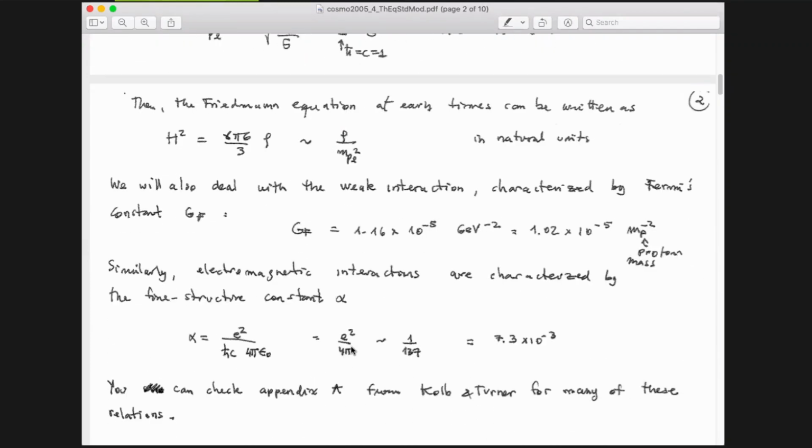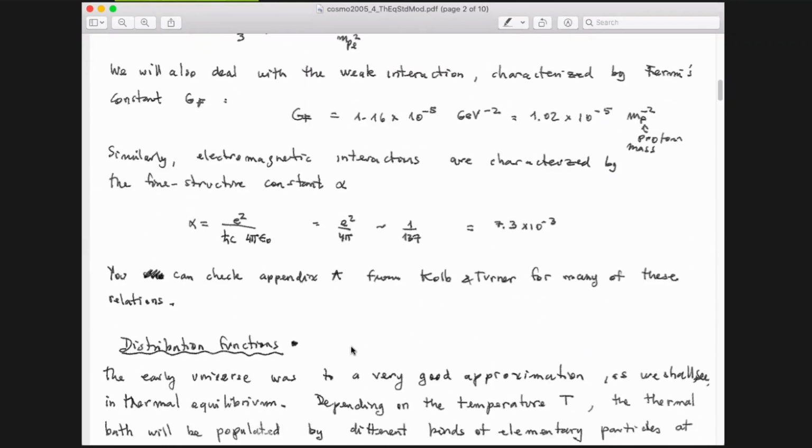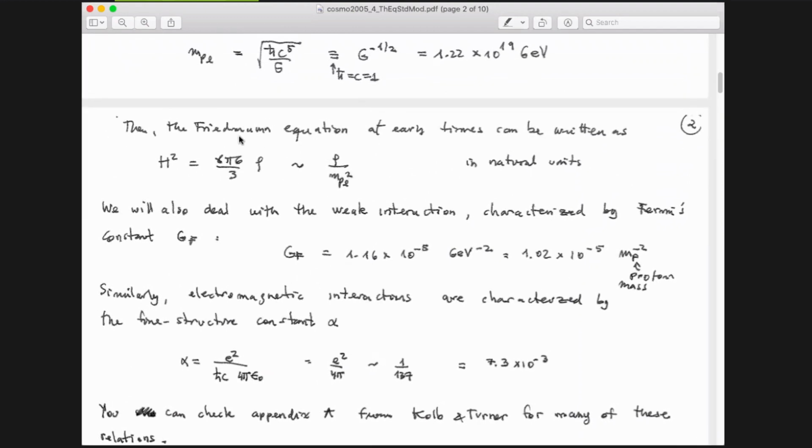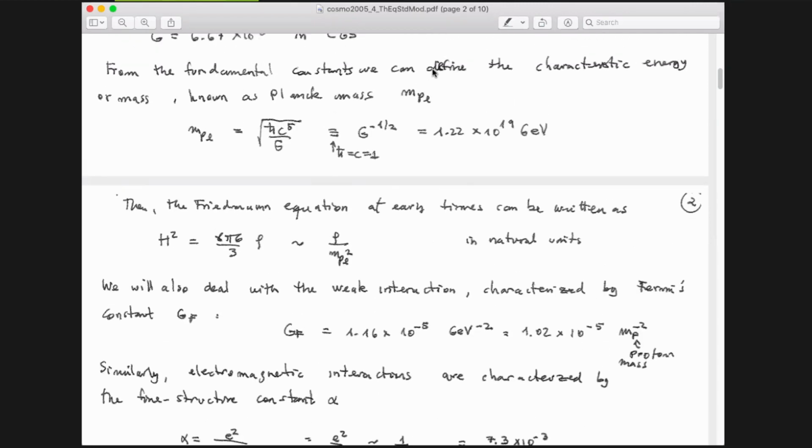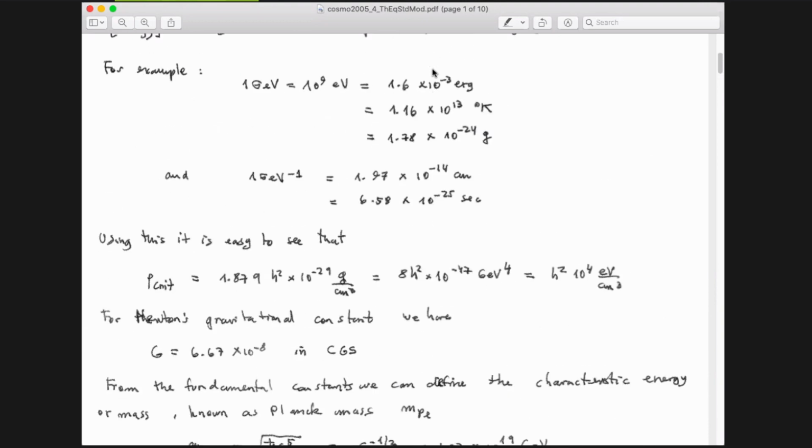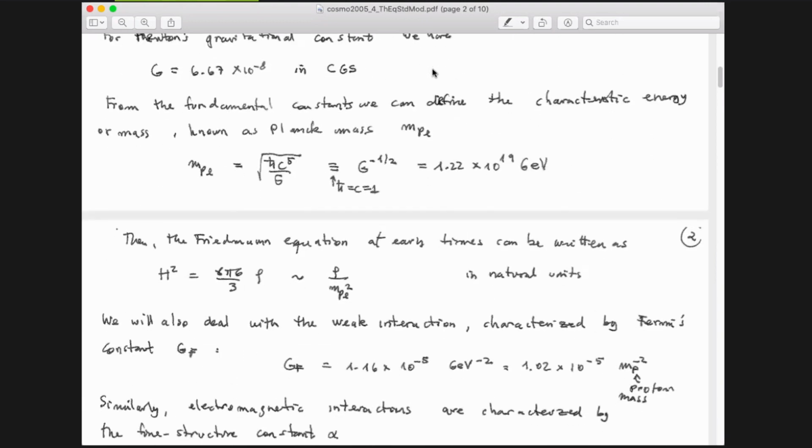So now I'm skipping this. Keep in mind that H squared can be written either in terms of Newton's constant, or in natural units it goes as rho by m Planck squared. And how to go into natural units, the description is here. I'll send you the note. But also you should search on Google for natural units. Very easy.